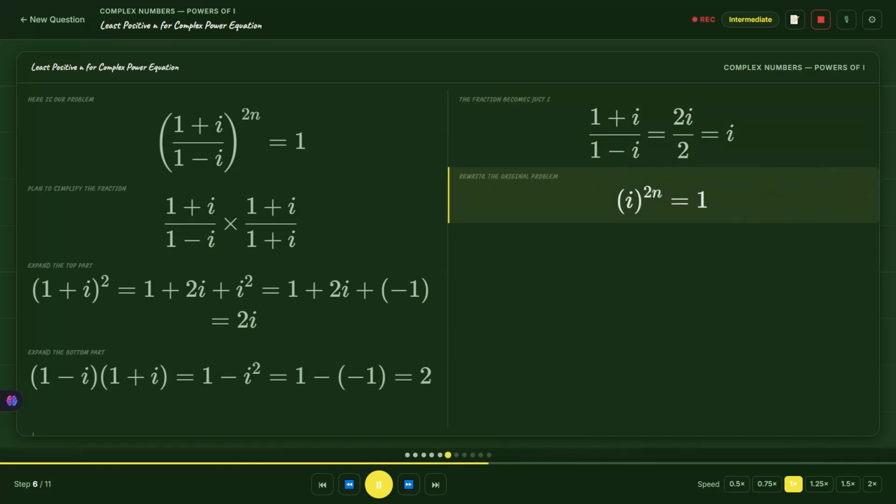Now let's go back to our problem. We can swap an i in where the fraction used to be. So our problem is now much simpler. i to the power 2n equals 1.